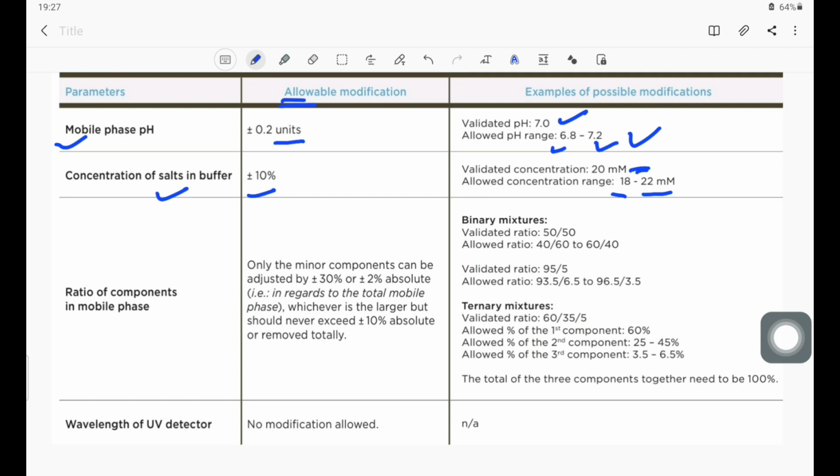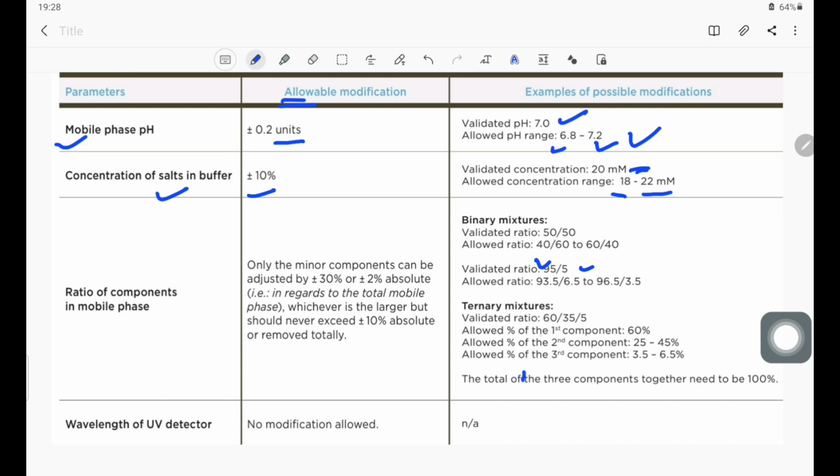Now for example, in a binary mixture, suppose we have the validated ratio of 95:5, then 30% of this 5 is 1.5, so we can make a change of 1.5%. Okay, and one thing should be kept in mind, that only the minor component ratio can be changed, not the larger one. Here it is 5%, so we can make changes in this 5%.